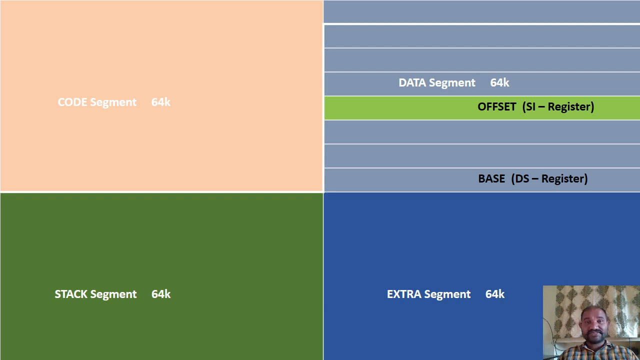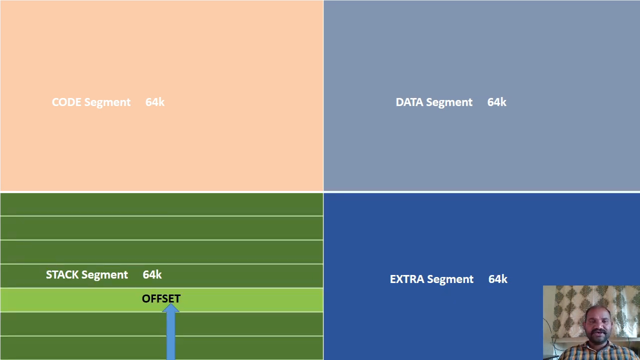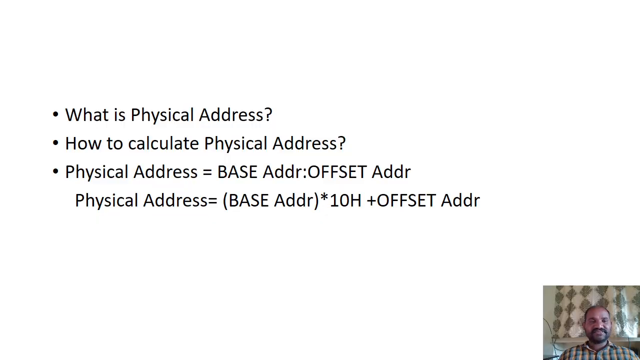But the segments and the base address and offset address we have are virtual addresses. They are arranged in such a way that base address as well as offset address form the 20-bit address, which is called a physical address. Actually, the next slide is that one only.